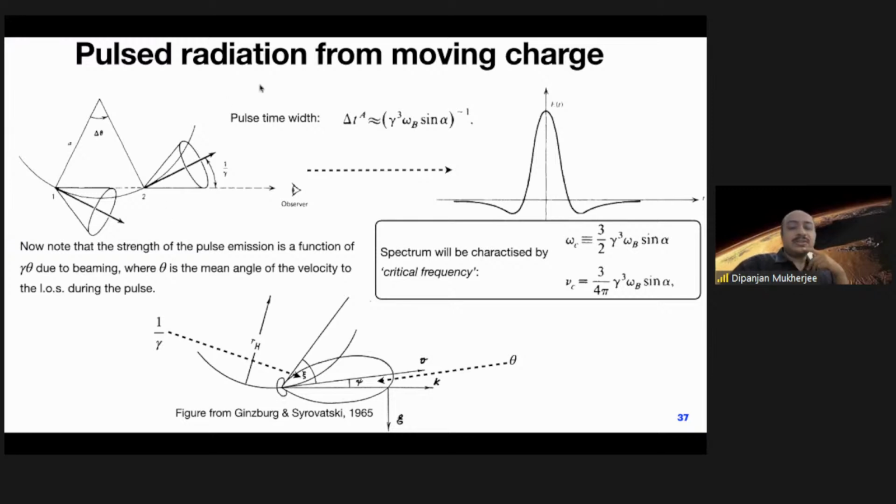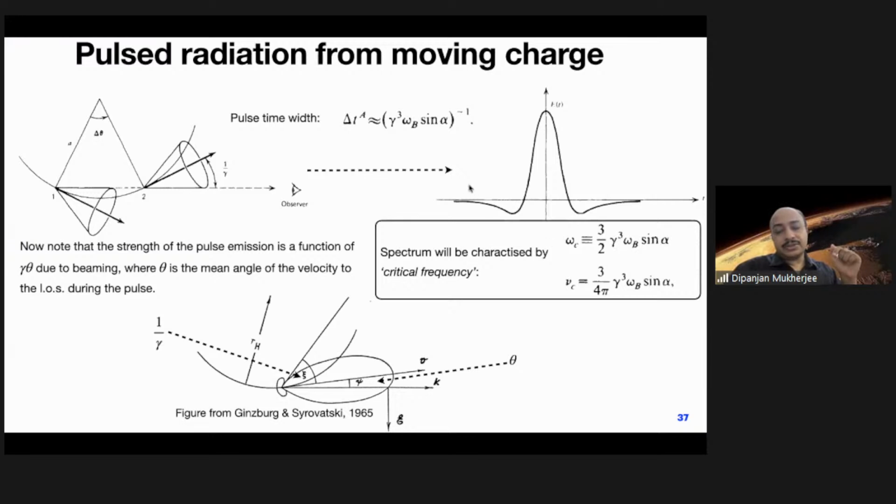Okay, and this pulse width can be found by some arguments to occur in this particular form, which is gamma cubed, the Larmor frequency, and sine alpha. This is the width of the pulse, and 1 by this is a characteristic frequency. Essentially, the fact that you are seeing a pulse of radiation gives you a characteristic frequency of the radiation that you are observing. It's called the critical frequency in the books.